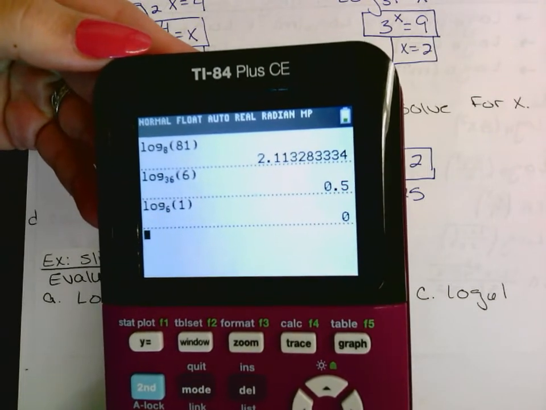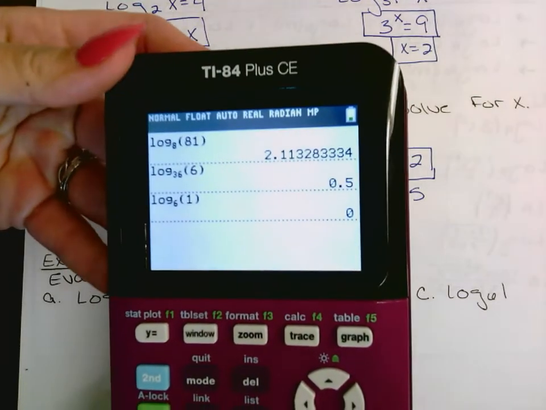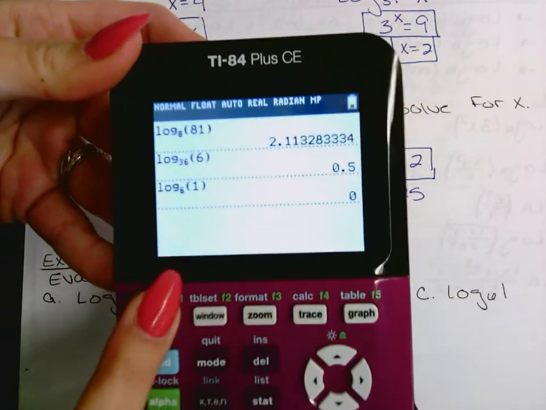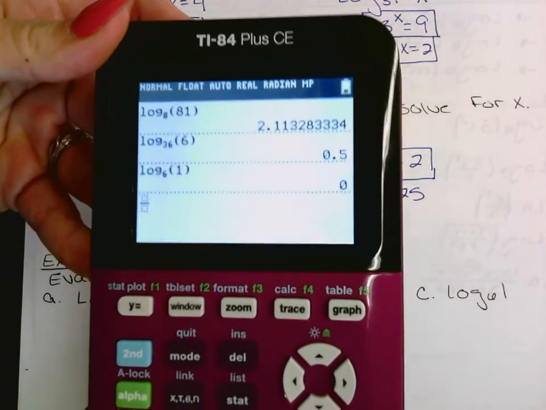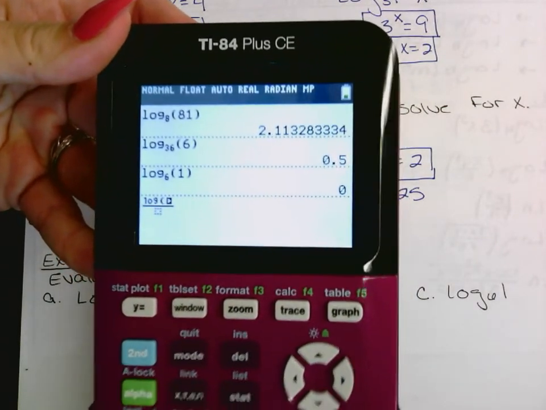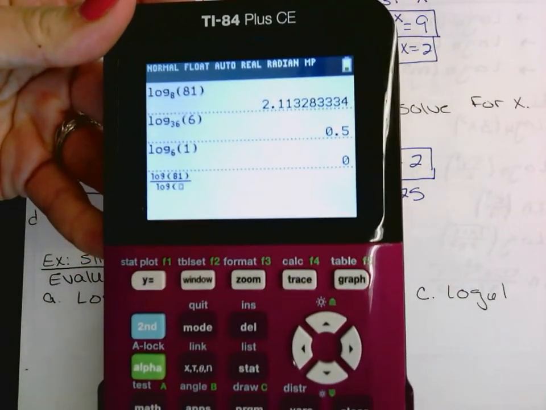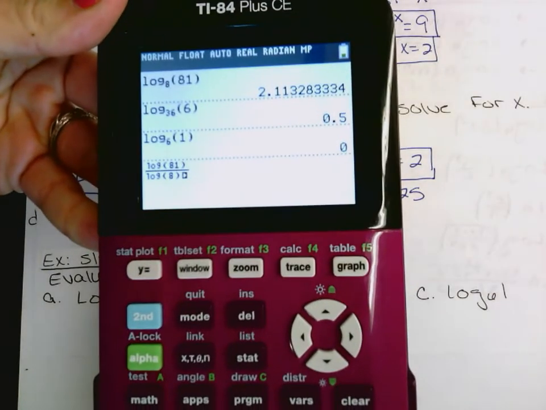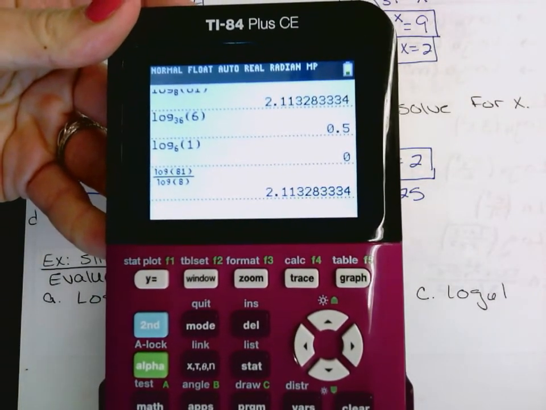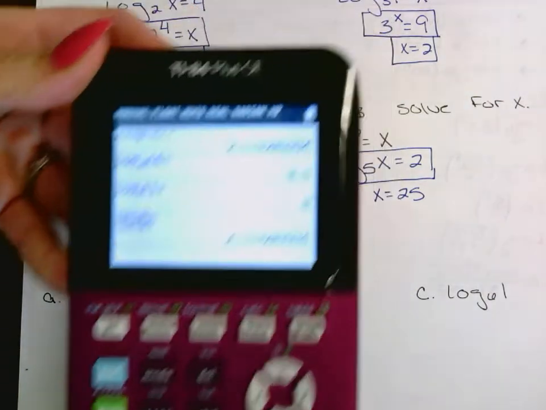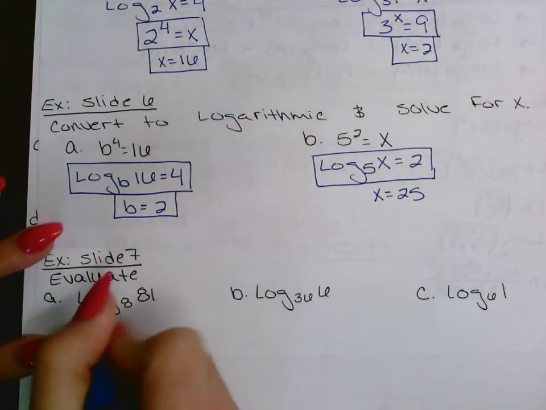If you do not have one of these fancy calculators, for example, for the first one, you would have put the division of log of 81 divided by log of 8, and you can see that that gives you the same answer. That's your change of base down there. So let's take a moment and fill these in.